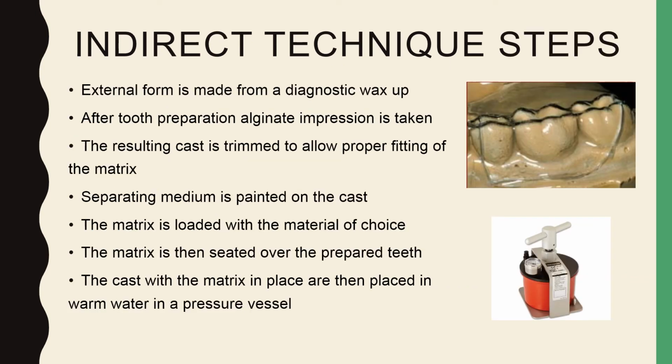The steps for the indirect technique start by obtaining an external surface form from a diagnostic wax-up. After tooth preparation, an alginate impression is taken. The resulting cast is then trimmed to allow proper fitting of the matrix, and separating medium is painted on the cast. After that, the matrix is loaded with the material of choice up to the level of the gingiva. The matrix is then seated over the prepared teeth, and the cast along with the matrix in place are then placed in warm water, around 40 Celsius, in a pressure vessel for 5 to 10 minutes.